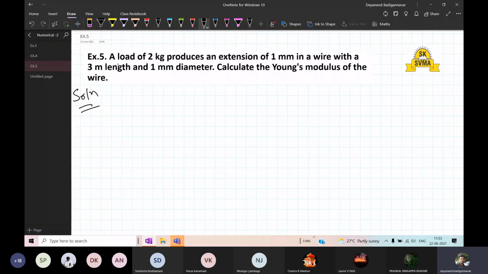Go for the problem. A load of 2 kg produces an extension of 1 mm in a wire with a length of 3 meter and diameter 1 mm. Calculate the Young's modulus of the material. Very simple one. Load is 2 kg, extension 1 mm, length 3 meter, diameter is this much. You have to evaluate Young's modulus.